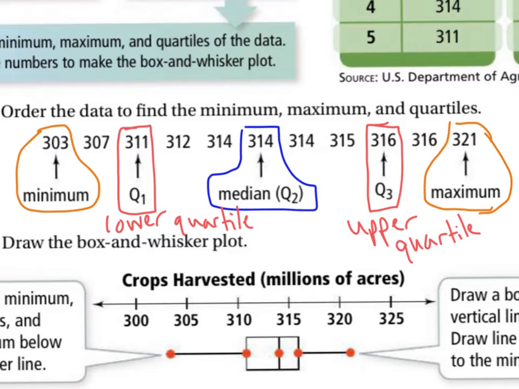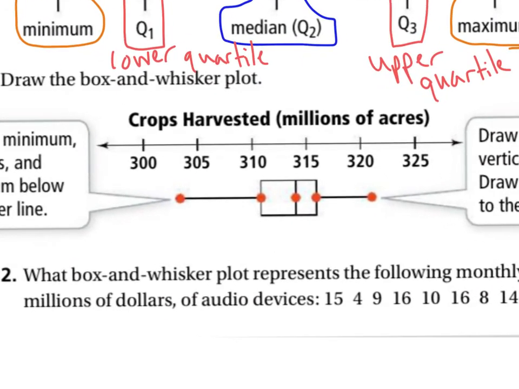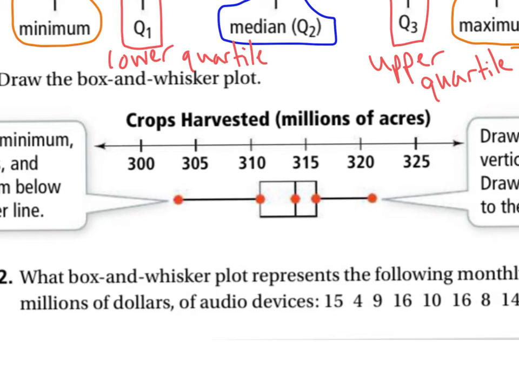A little different in the book, for whatever reason, they are doing this below the number line. I've usually seen them above the number line, but I guess either way is fine. Notice on their box and whisker plot, when they drew that, they put a title, crops harvested in millions of acres. Obviously, these numbers are really big, so there's no need to put a 0 on your number line. We can just start at 300 million, and we're all in that same general vicinity. And then they drew their box and whisker plot.